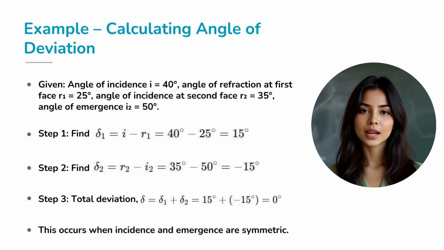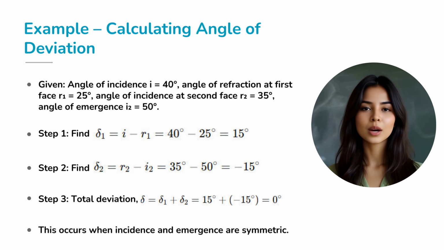Step 1. Calculate delta 1. Delta 1 equals I minus R1, that is 40 degrees minus 25 degrees, which equals 15 degrees. Step 2. Calculate delta 2. Delta 2 equals R2 minus I2, that is 35 degrees minus 50 degrees, which equals negative 15 degrees. The negative sign simply tells us the direction of bending at this face.